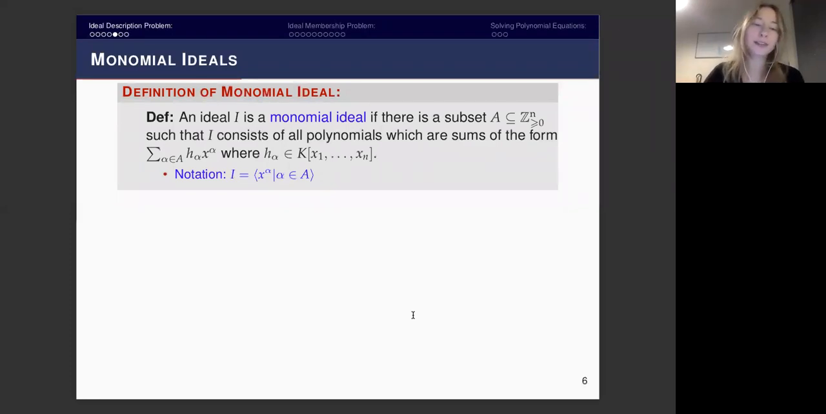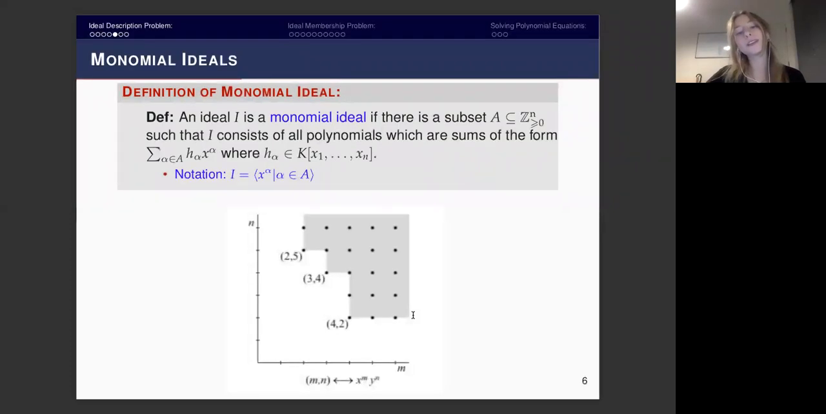Next, we will need the definition of monomial ideals. A monomial ideal is simply an ideal generated by a set of monomials. And here we can see a picture. Let's consider the ideal generated by the monomials x to the power 2, y to the power 5, x to the power 3, y to the power 4, x to the power 4, y to the power 3. So every monomial in the shaded region is within our ideal I, but every monomial below the shaded region cannot be a part of our ideal I.